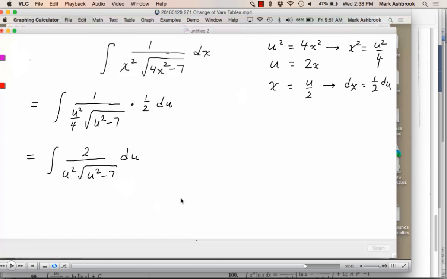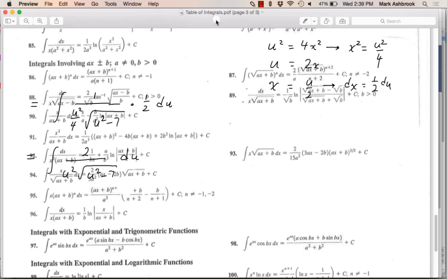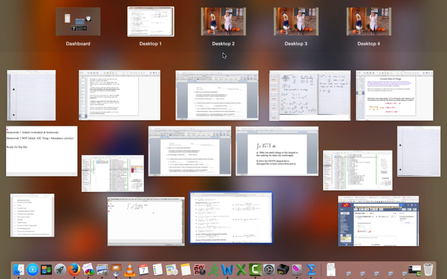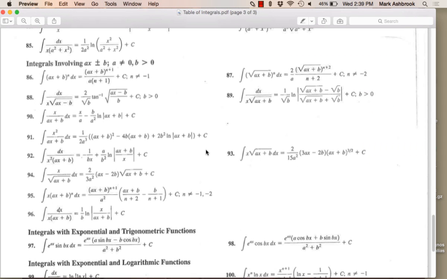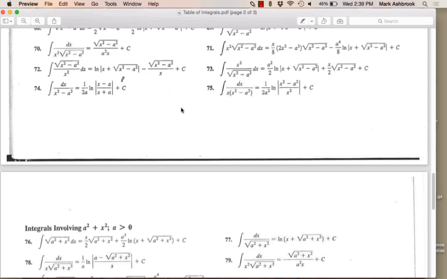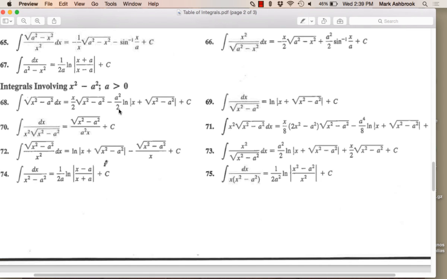Okay, so let's look in that table here. And I don't want to take away the writing, so maybe I'll just move that to a different place. Okay, there we go. So we were looking for what? Forms involving x squared minus constant squared. So here they are, 68 through 75. Make it a little bigger. 68 through 75 are those. So we've got to get the one that matches what we had. We also had that u squared in the denominator.